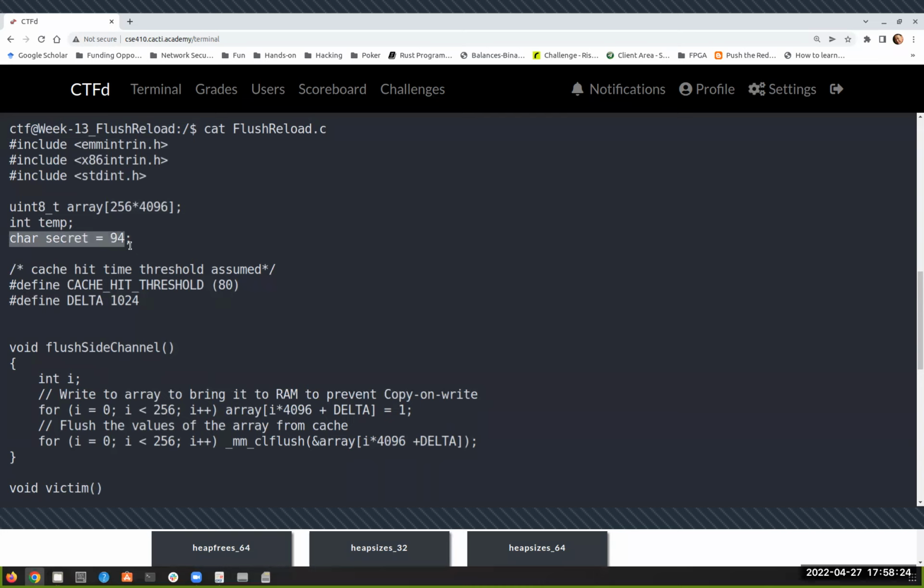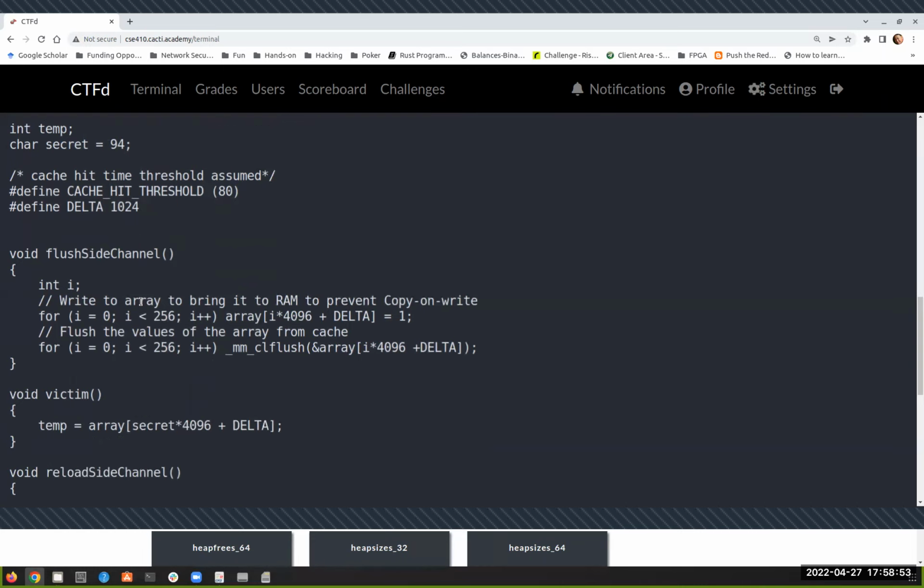We call it, the secret is 94. We can change it later. So this is our secret. Then there is a cache hit threshold we need to set. It depends on what we saw just now. Probably 200-something is reasonable. How many CPU cycles, right? So a cache hit is probably lower than 240, 250, I would say. Then the delta is just 1K.